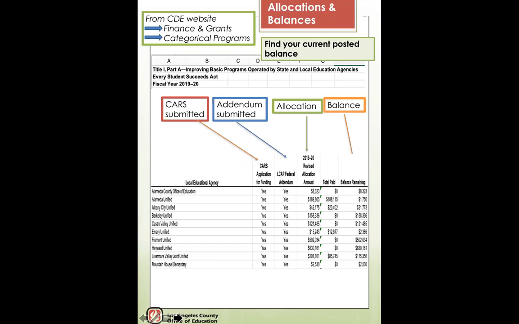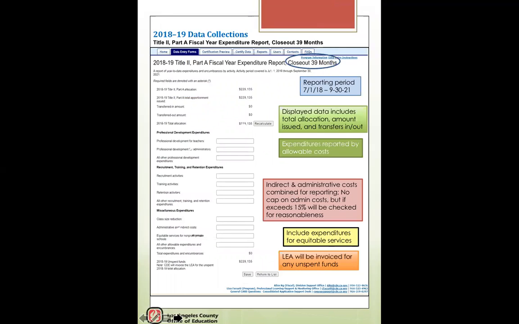It's a helpful place to find out where you are in terms of what CDE has posted for your funding. The first page in the data collection is our expenditures, and these are 18-19, for Title II, so not all the funds are in there. Your reporting period is for the full period of the grant. You're reporting from July 1, 2018 through September 30th, 2021, and the displayed data includes your total allocation and the amount that was issued, because sometimes your initial allocation changed. It also includes any transfers in or out. Under federal transferability, you can transfer funds. So back in 2018-19, if your district decided to transfer funds in or out of Title II, you'll see a number there.